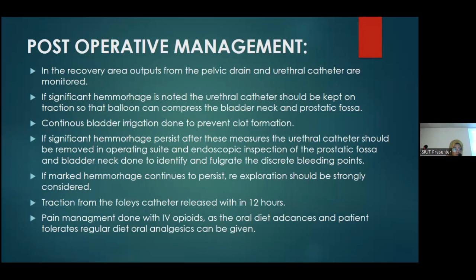Traction from the Foley catheter is released within 12 hours. The pain management consists of IV opioids until the patient is fully allowed orally and starts tolerating.